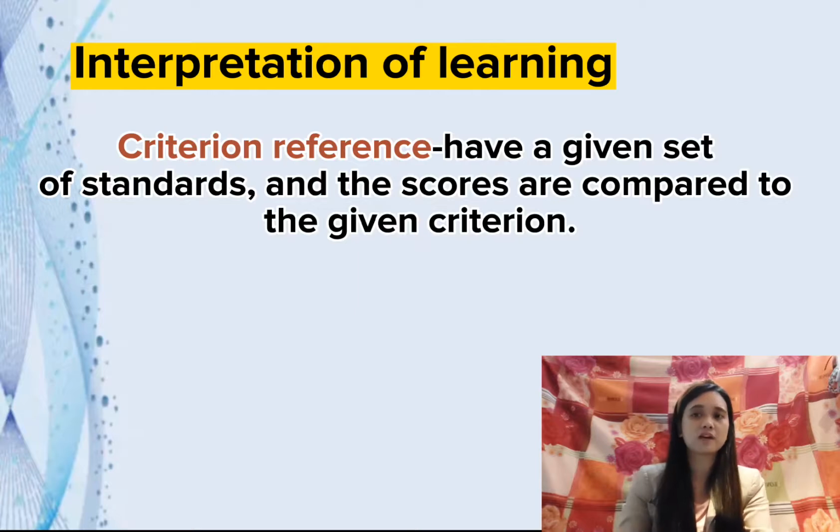Kumbaga, may bracket siya. For example, in a 50 items test, 40 to 50 is very high, 30 to 39 is high, 20 to 29 is average, 10 to 19 is low, and 0 to 9 is very low. Kung ang norm reference assessment, they are comparing the students to other students. Here in the criterion reference, there's a bracket where they can compare the scores because the scores of the students are compared to the given criterion.